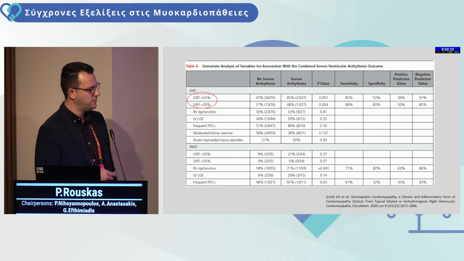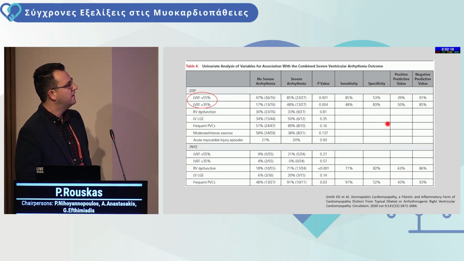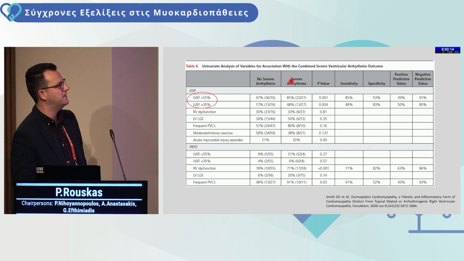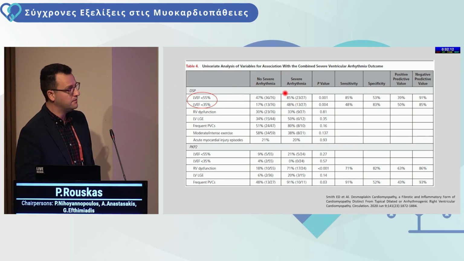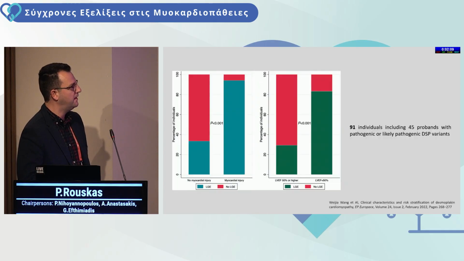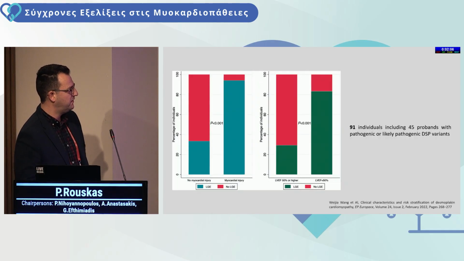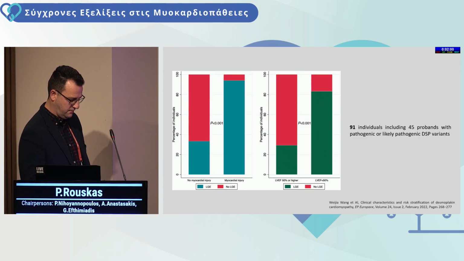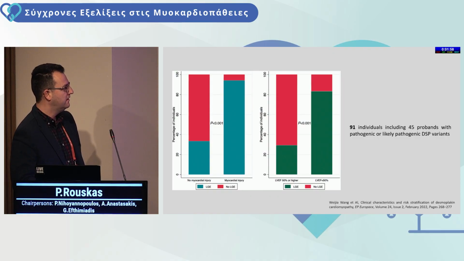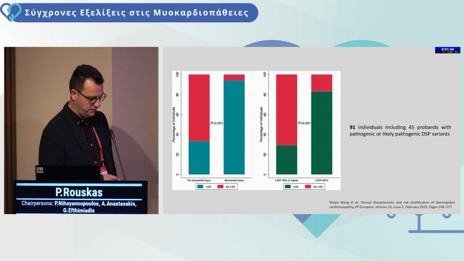From this specific paper, we can see there is a number of patients who have an LV ejection fraction between 35 and 55%, with which they can have a burden of severe arrhythmias during their lifetime. Whereas from this specific paper, seeing 91 patients with pathogenic or likely pathogenic DSP variants, people with myocardial injury, most of them do have LGE, and patients with LV ejection fraction less than 50% also have a lot of burden for LGE.